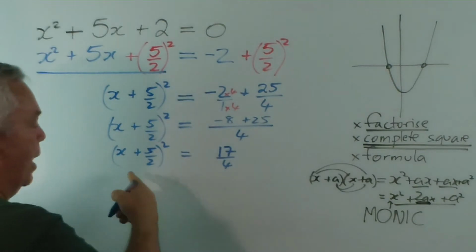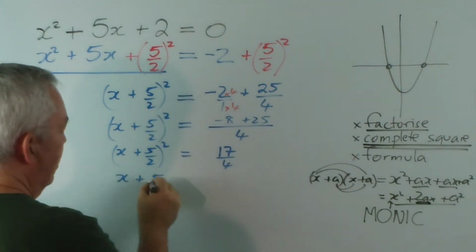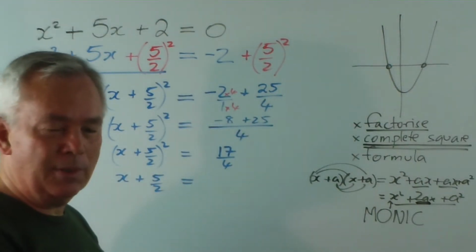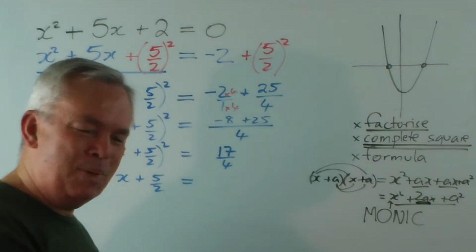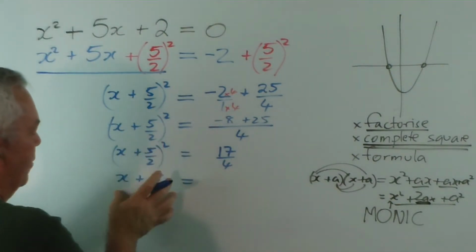Now we take the square root of both sides. I'm doing it the way most school textbooks do. It's not ultimately the best method. I'll be explaining that in another video. But the square root of this is that.